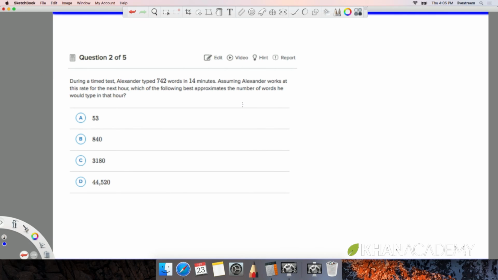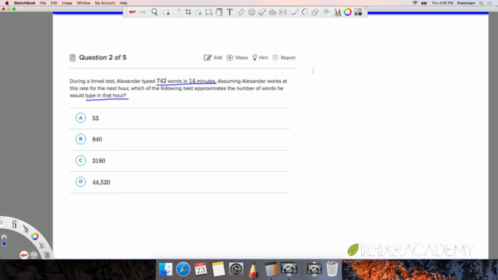So first step is to read and understand the problem. During a timed test, Alexander typed 742 words in 14 minutes. Okay, 742 words in 14 minutes, that seems worth underlining. Assuming Alexander works at this rate for the next hour, which of the following best approximates the number of words he would type in that hour?